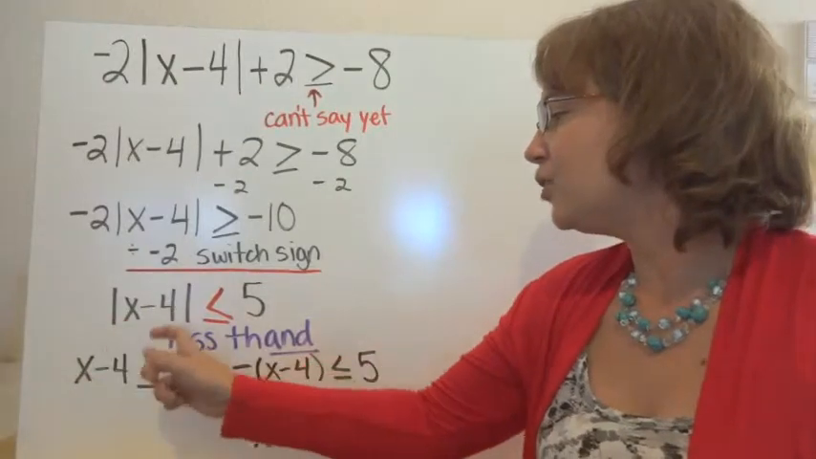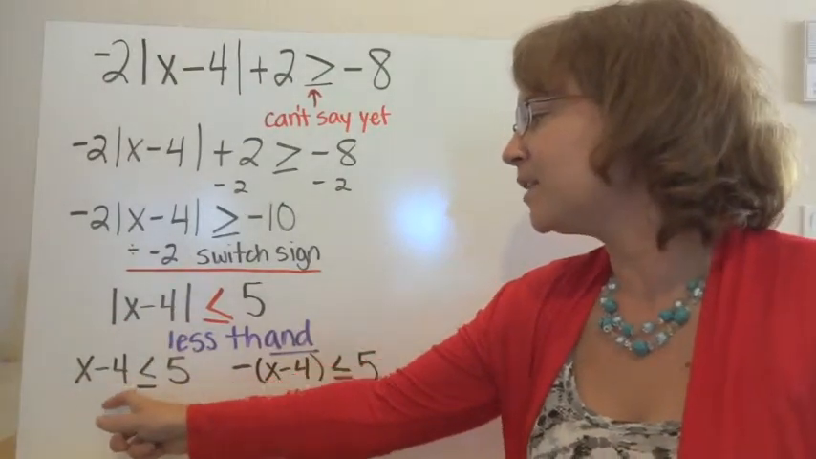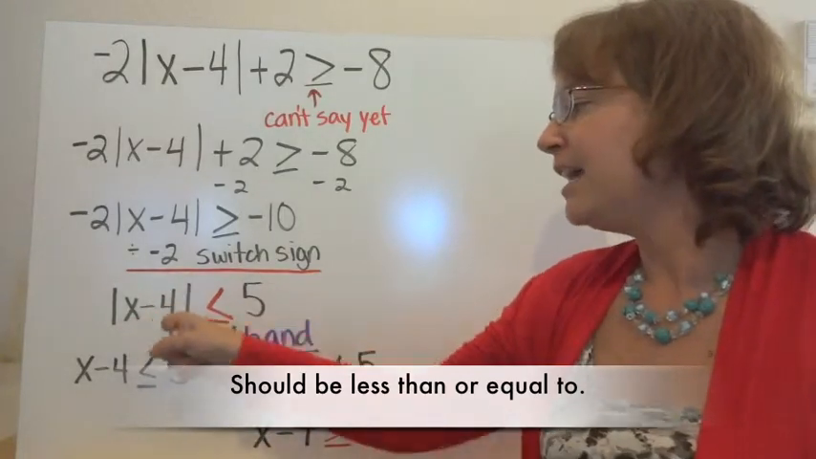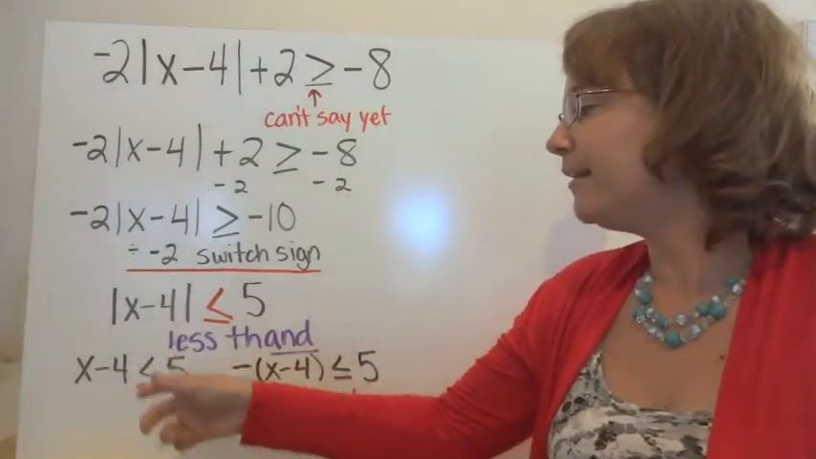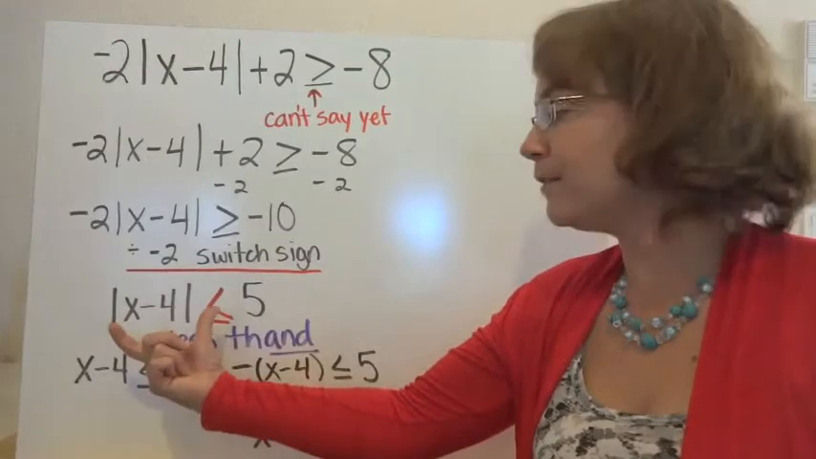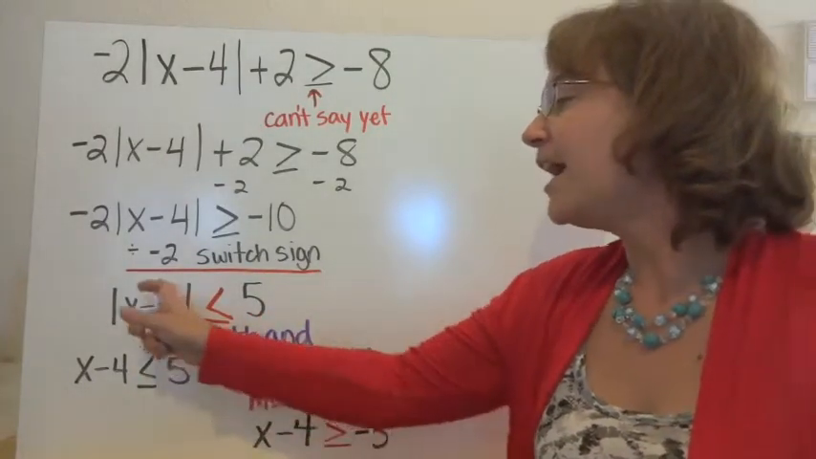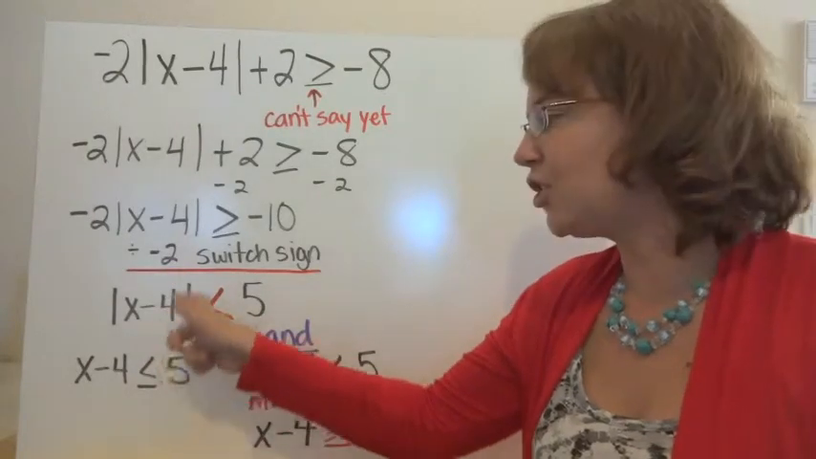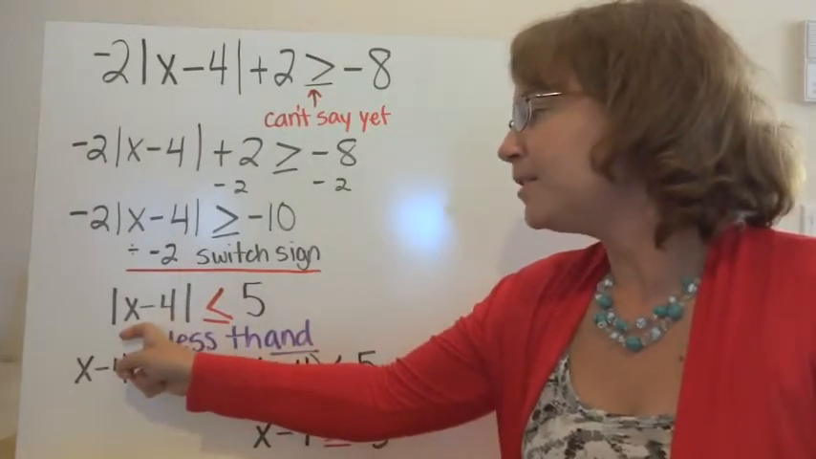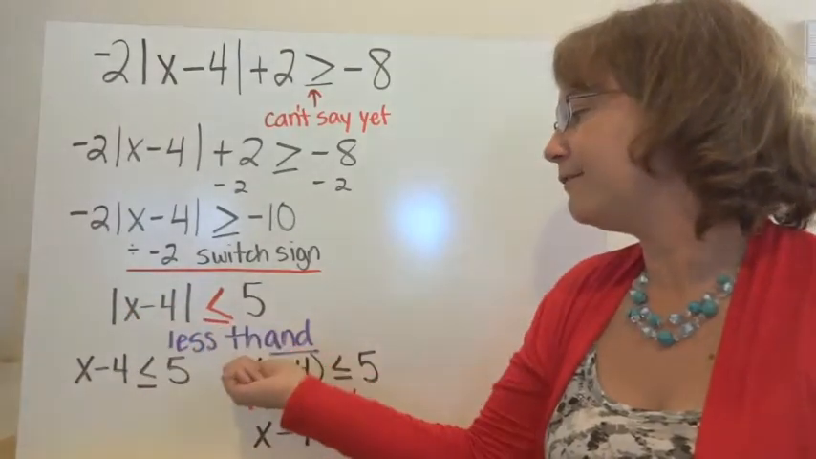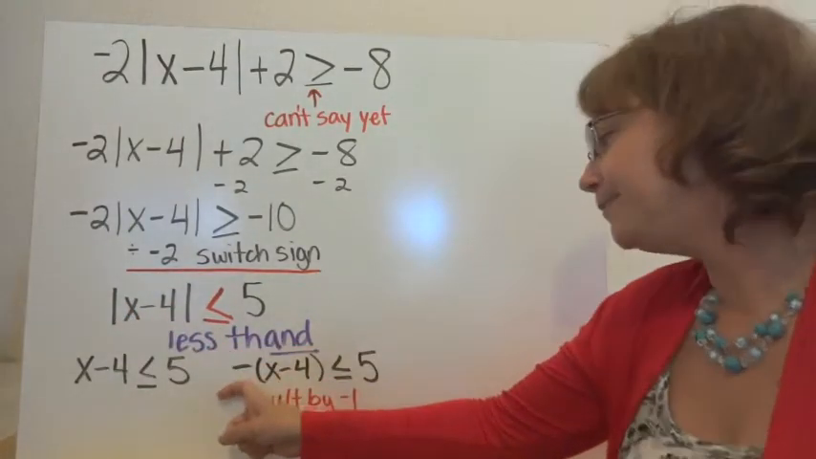So I have here 2 different possibilities. I have x minus 4 is going to be less than or equal to 5. So if this right here is less than or equal to 5, and I take the absolute value of it, that's also going to be less than or equal to 5. I also have the negative of this I need to look at. So when I have an absolute value, the positive or the negative distance has to be less than 5. So I'm going to look at the negative.